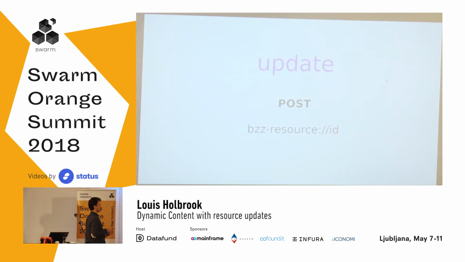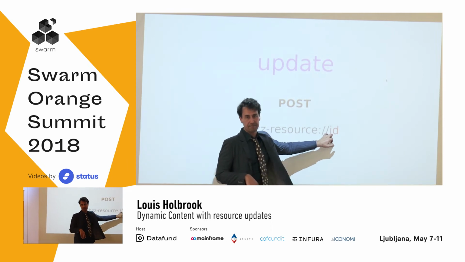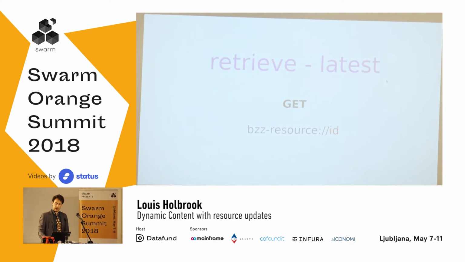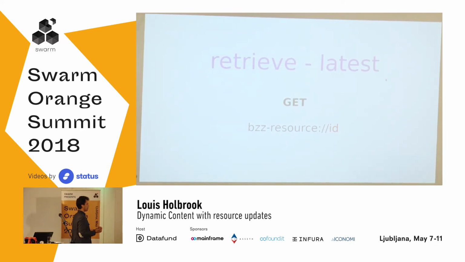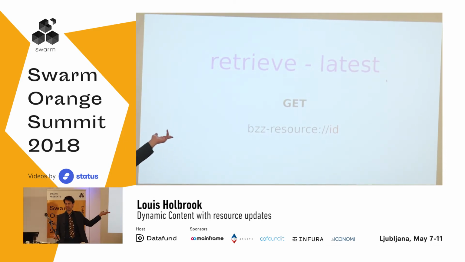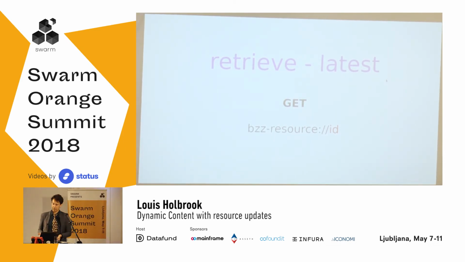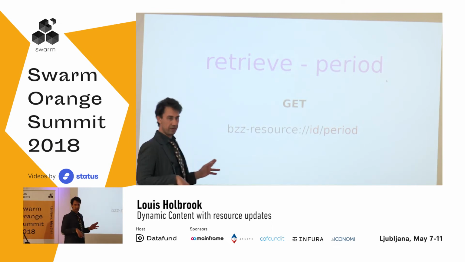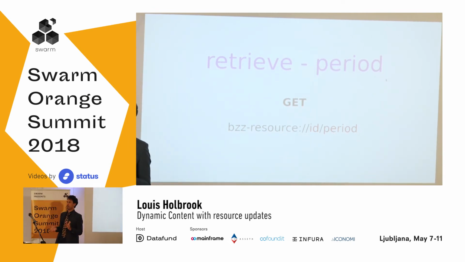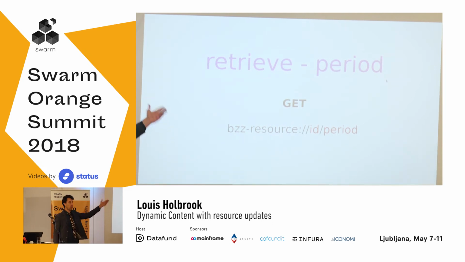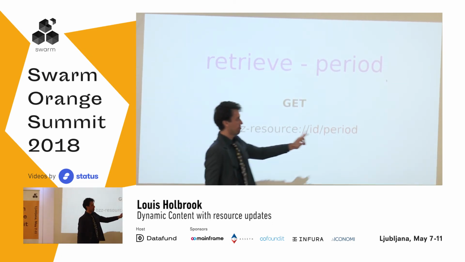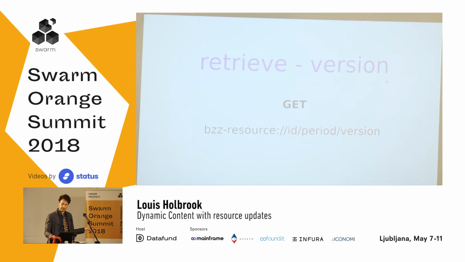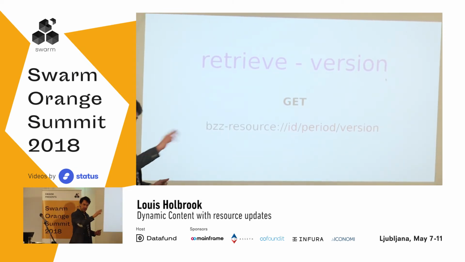Now, to update a resource, you post to that same ENS name with whatever data you want to post. To retrieve the latest update that you did, similarly, you use just the ID, but you issue a GET instead. You can also retrieve for a specific period. So let's say you want the last version of period 3. If you give one numeric value after the first slash, it will get the period, and you can also get a concrete period and version as well.